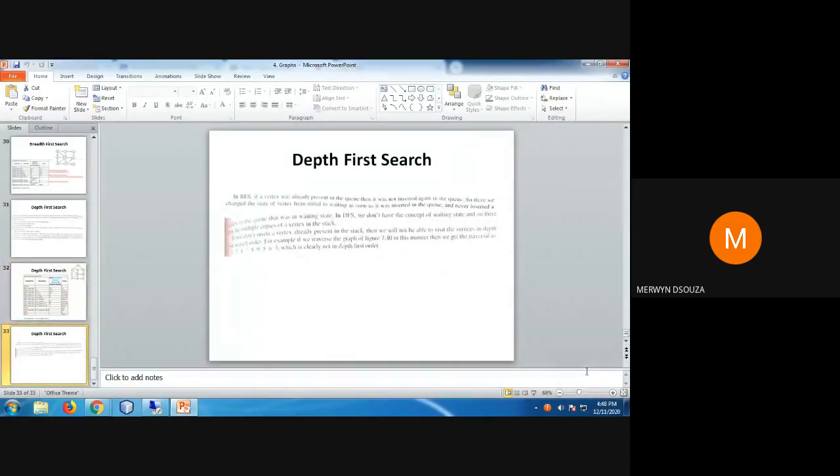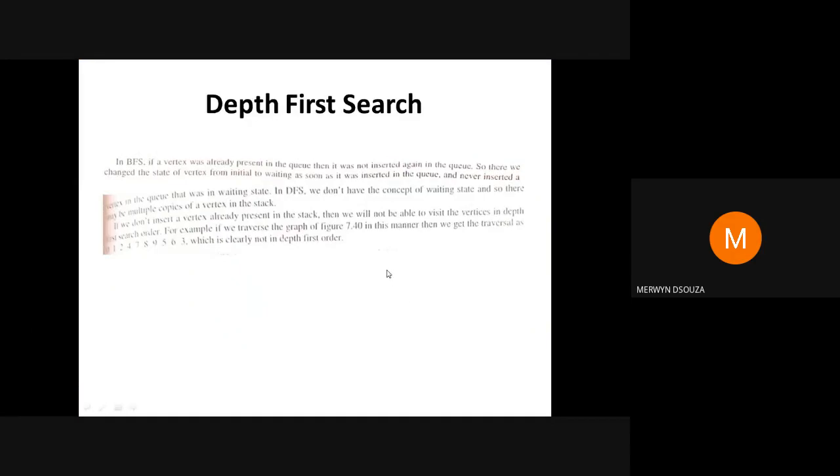Okay. So here's the explanation of why in BFS and DFS we have duplicate values. In DFS, if we are not inserting the duplicate values, then we may not be able to visit all the vertices. If we don't insert the vertices which are already present in the stack, then we may not get the proper answer. We are not able to visit all the other remaining vertices.